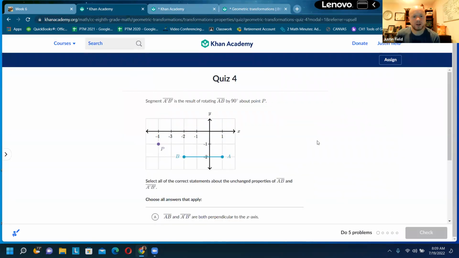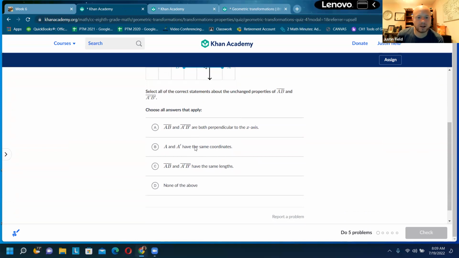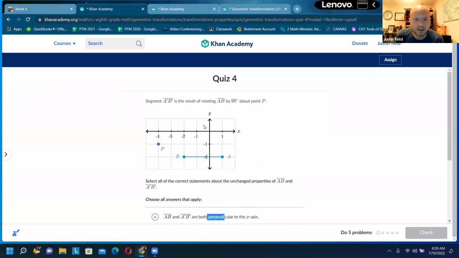Quiz 4. Segment A prime B prime is the result of rotating a segment AB by 90 degrees about point P. Select all the correct statements about the unchanged properties of AB and A prime B prime. Okay, so we're gonna read through these and see what we think. So perpendicular means 90 degrees to the x-axis. So let's look at segment AB. Is it perpendicular to the x-axis?